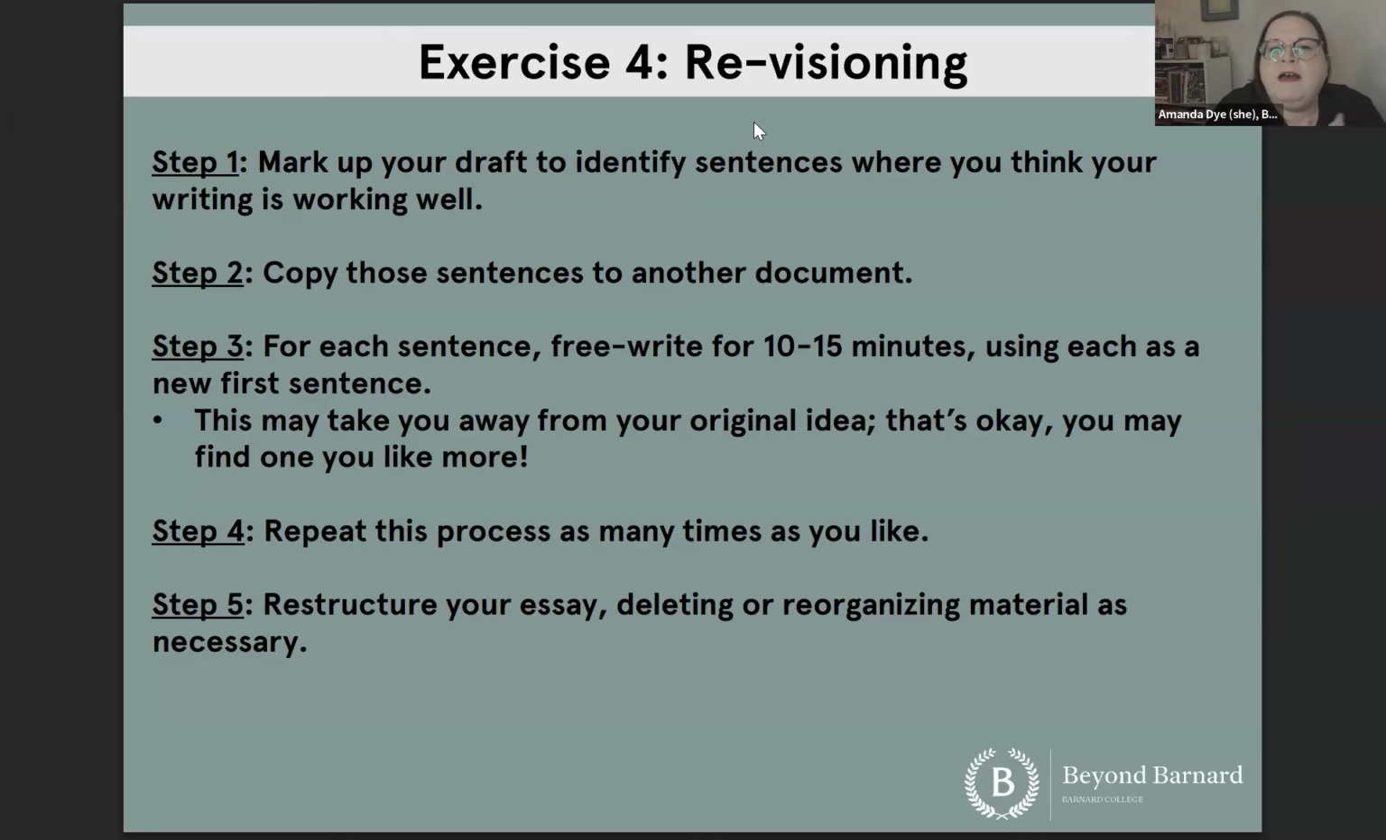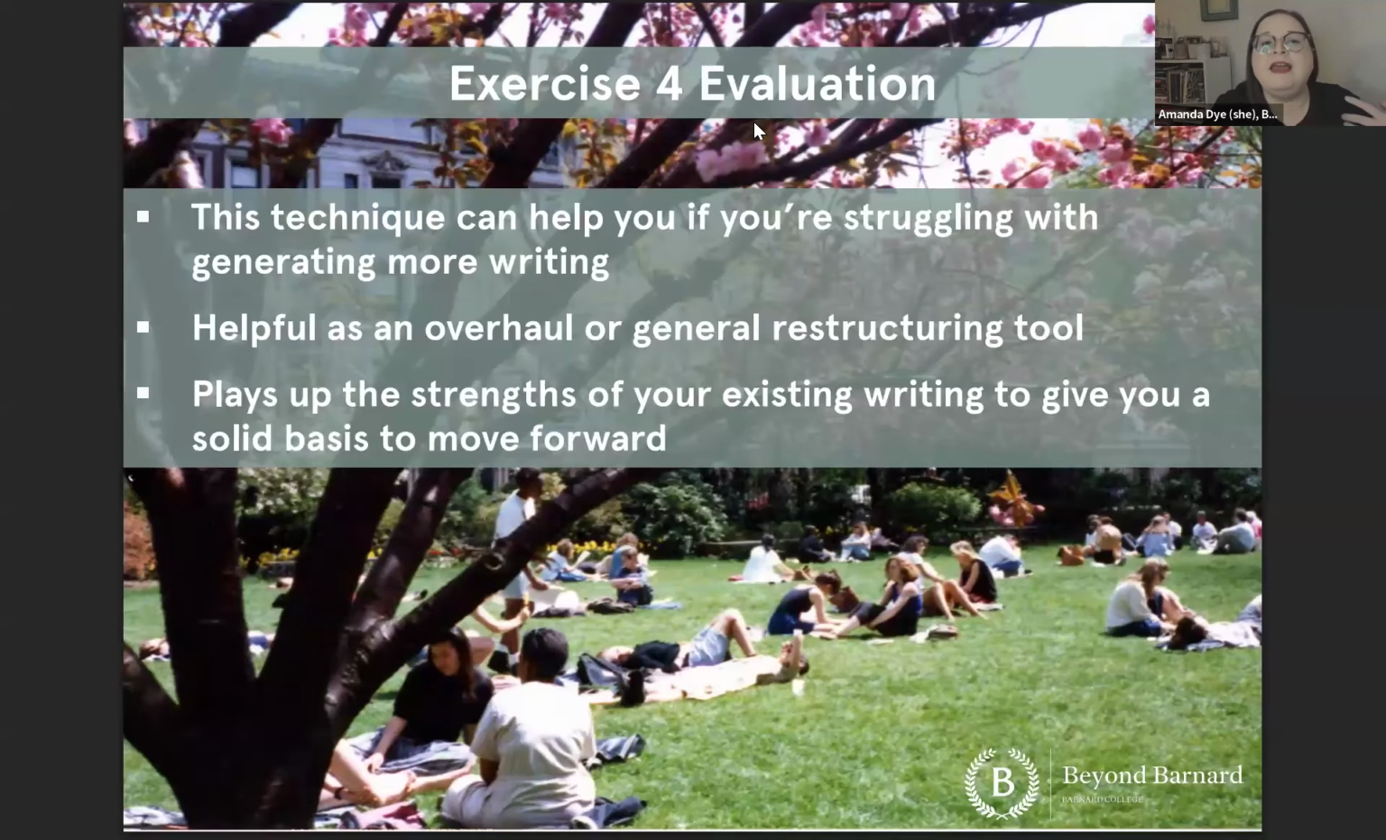This is a way of generating more content. It's possibly an exercise that takes you away from your original idea, but that's okay. This is particularly helpful if you're looking to restructure and maybe attempt another approach. You can repeat this process as many times as you like, and then look at ways to put the pieces together.